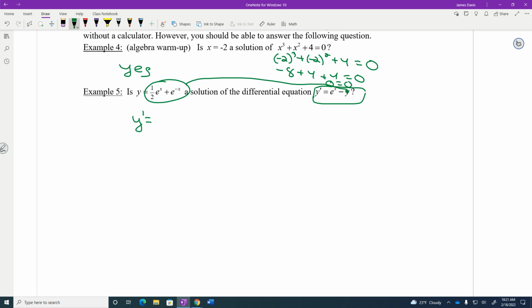Find y prime. The derivative of e to the x is e to the x. So it's 1/2 e to the x. And then the derivative of e to the negative x would be e to the negative x times -1. So it just comes to negative e to the negative x. And that's y prime. And then we're going to substitute y prime and y into this differential equation and see if they're equal.